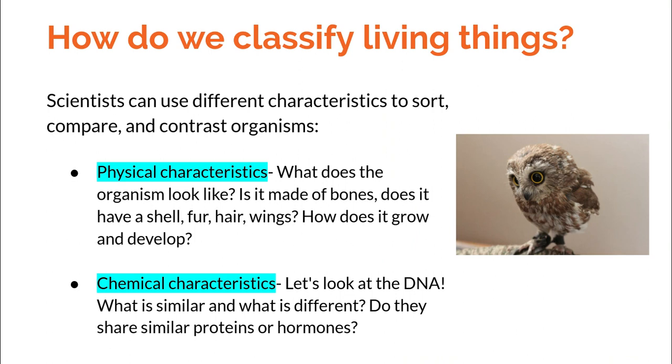All right, so how do we classify living things? And when I say classify, I mean sort into different categories. So scientists can use different characteristics to compare and contrast organisms. In class, we've already talked about the characteristics that all living things share, like growing and developing, using energy, reproducing, but now we need to take into account both these similarities and their differences to put them into different categories.